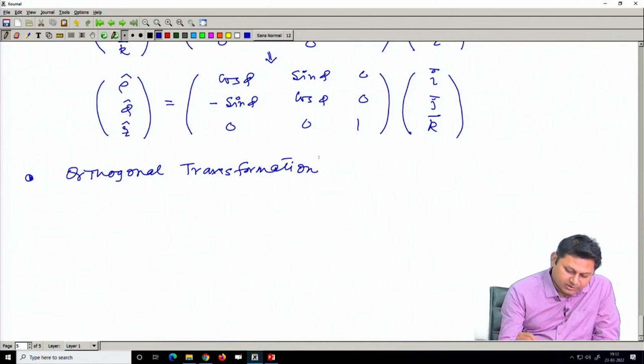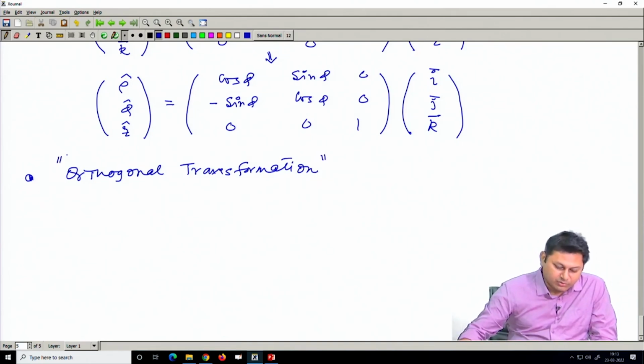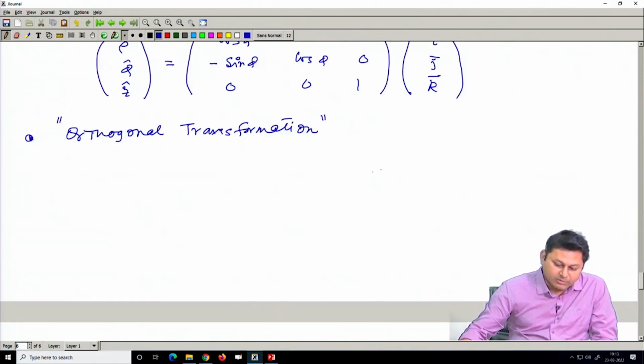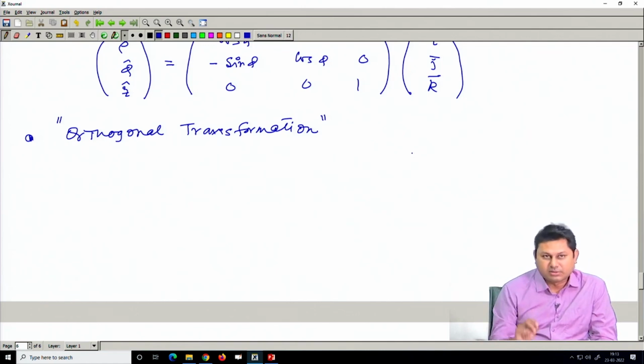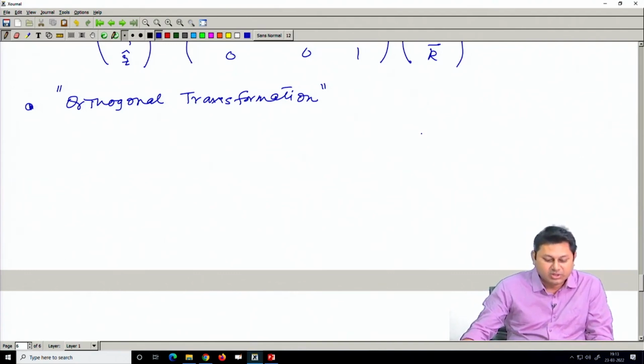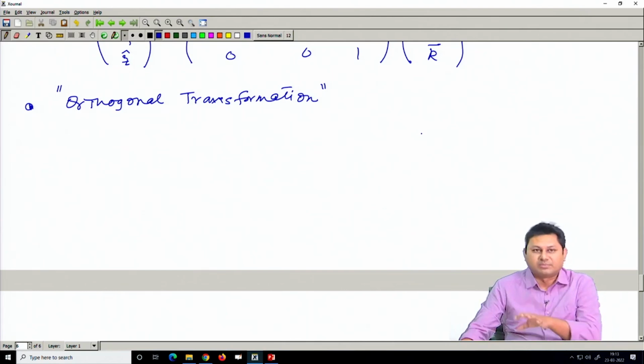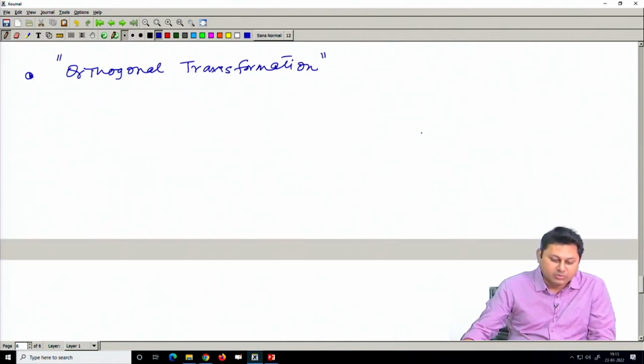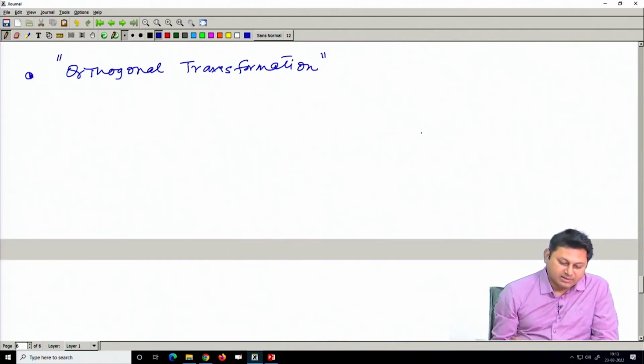What is an orthogonal transformation? We have one basis and now we are going to another basis. The thing is that two bases are forming two different orthogonal systems, and so the question is how I can manage to find this matrix which can go from one basis to another basis, and what is the property of this matrix.